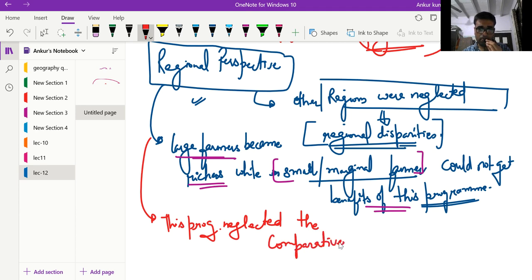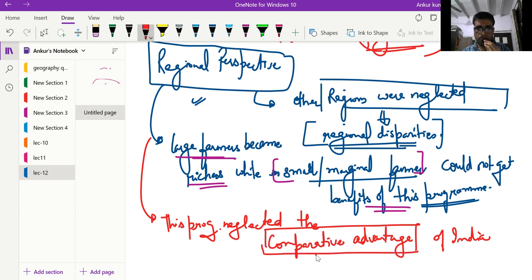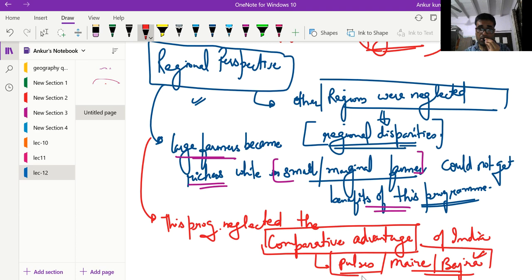Comparative advantage of India. Now, what was the comparative advantage? We could have adopted the same program for pulses very early. Maize, these crops were neglected. Maize, bajra, okay, and the result was that the net sown area for these crops decreased. And this decrease in net sown area for these crops has its own negatives, which are seen in today's agriculture.